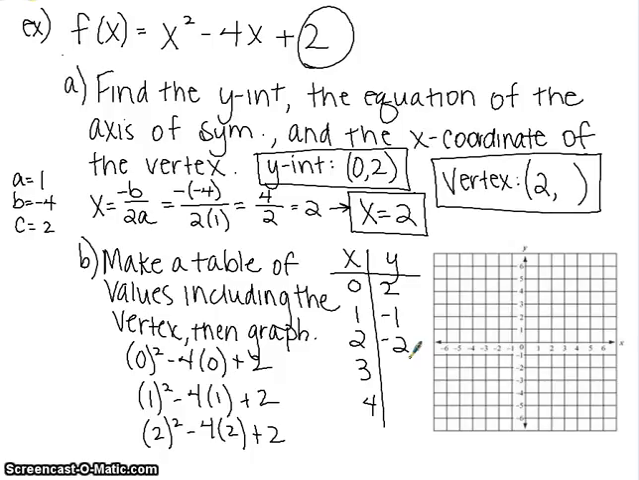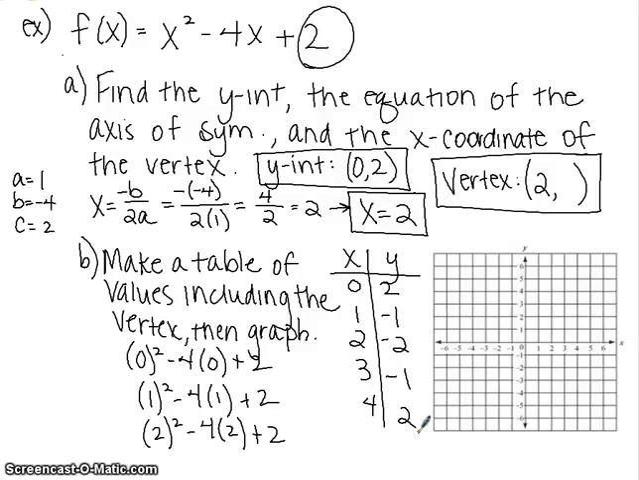Now, I know that at our vertex it's going to start to repeat, but I always like to make sure. So I am going to plug in a 3, and I'm doing it off the screen because I'm running out of room. So 3 squared minus 4 times 3 plus 2. And of course, sure enough, I get a negative 1. So I know I'm doing it right. Then you can continue your table.